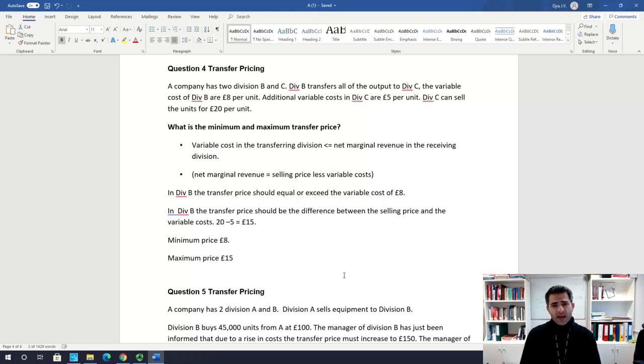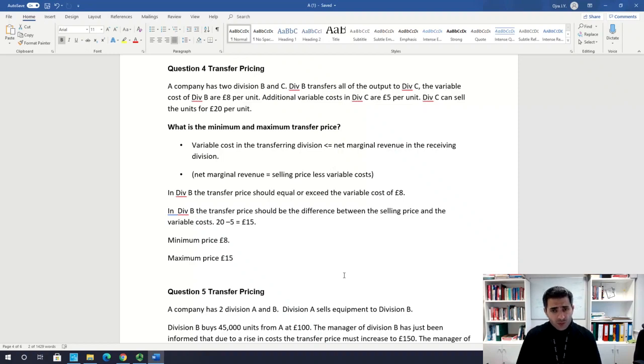What is the minimum and maximum transfer price? So now, guys, what are we talking about? We're talking about the negotiated transfer price. So we need to find the minimum and the maximum transfer price, the price at which the buying division and the selling division do not make a loss.